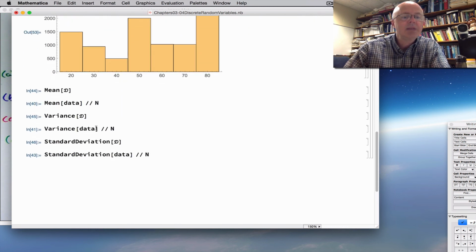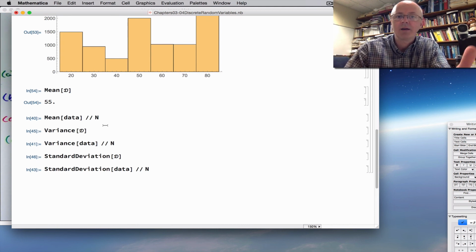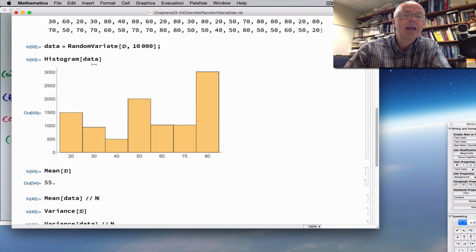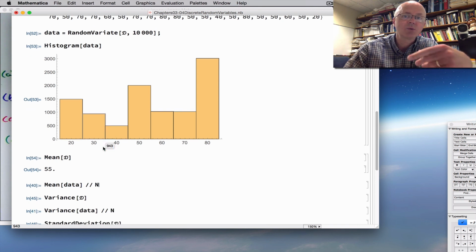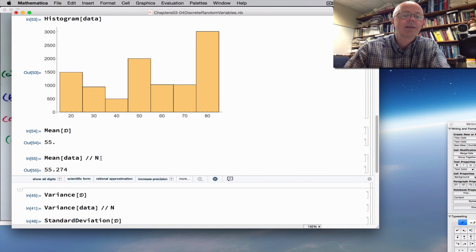I can calculate the mean, variance, and standard deviation both for the theoretical distribution and for the simulated data. So the mean of D is going to calculate the theoretical mean, which is exactly 55. The mean of the data is going to calculate the average of the data that I generated with these things. An actual arithmetic average where you add the numbers up and divide by how many you have, it won't necessarily be exactly 55. Probably not. Yeah, close, but not exactly.